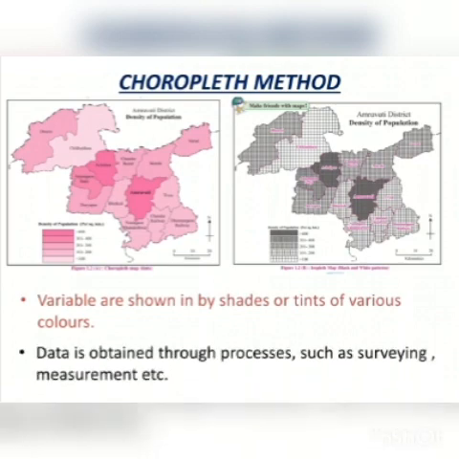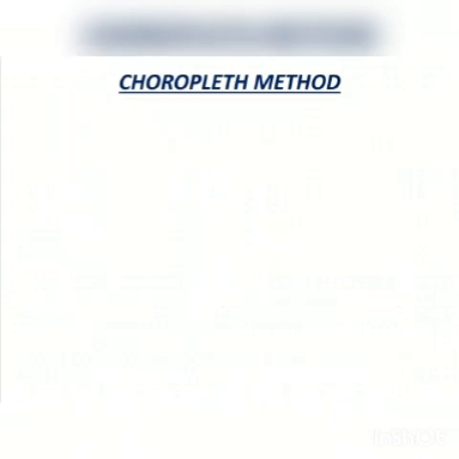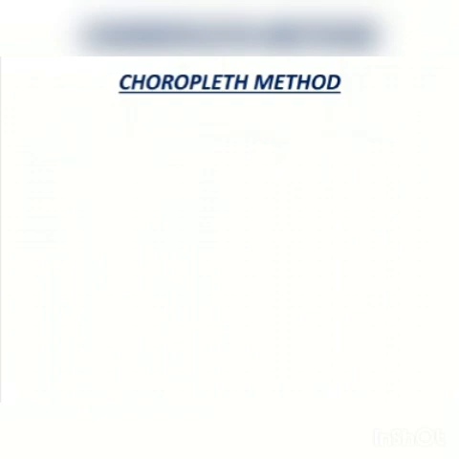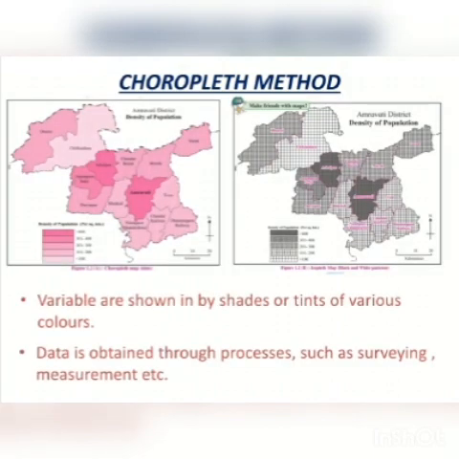Data is obtained through processes such as surveying, measurement, etc. In this method, only one value is given to one sub-administrative unit. This means that, I'll show the map again. You see this map, the first map.